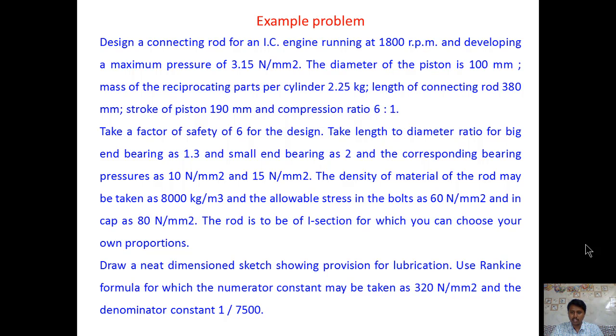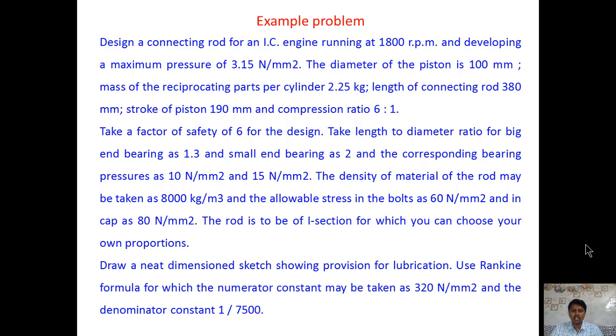Take the length to diameter ratio for the big end bearing as 1.3, that is lc equal to 1.3 dc, and for the small end bearing as 2, that is lp equal to 2dp, and the corresponding bearing pressures as 10 Newton per mm square and 15 Newton per mm square. The density of the material of the rod may be taken as 8000 kg per meter cube, and the allowable stress in the bolts as 60 Newton per mm square and in the cap as 80 Newton per mm square.